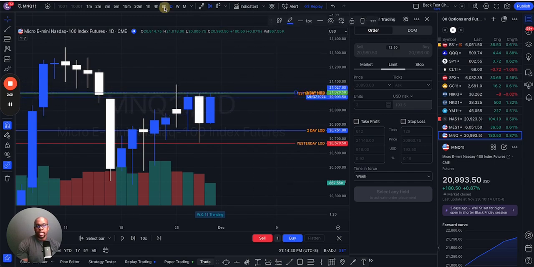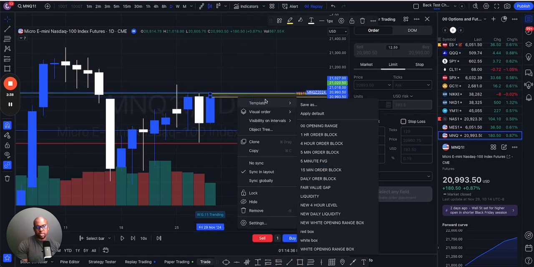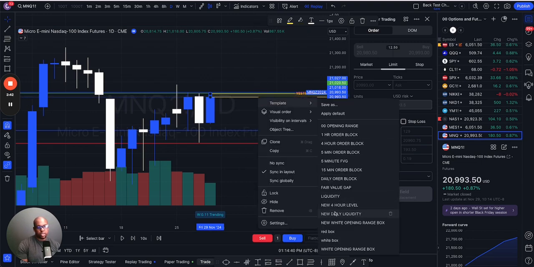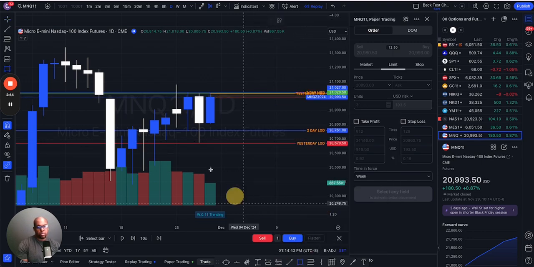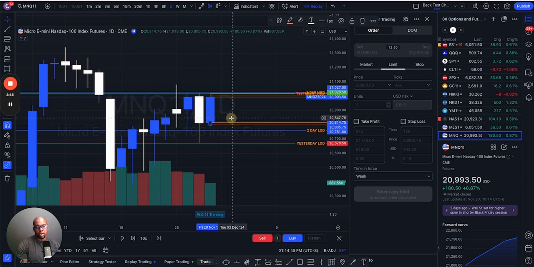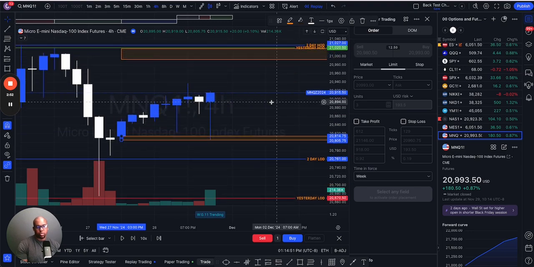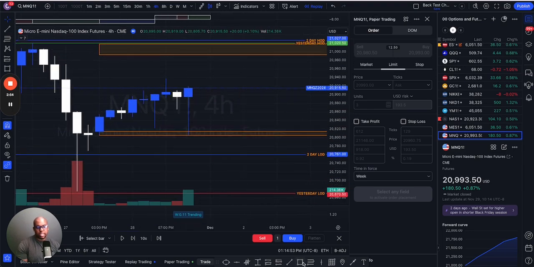Ideally from there, I would then draw my liquidity. We're going to mark it a different color through templates. We're going to mark that as our daily liquidity, like so. We're going to mark the bottom here, so we're just marking what the current day's is. And then from there, we're going to go down to our 4-hour level. So this is our 4-hour now within the day.